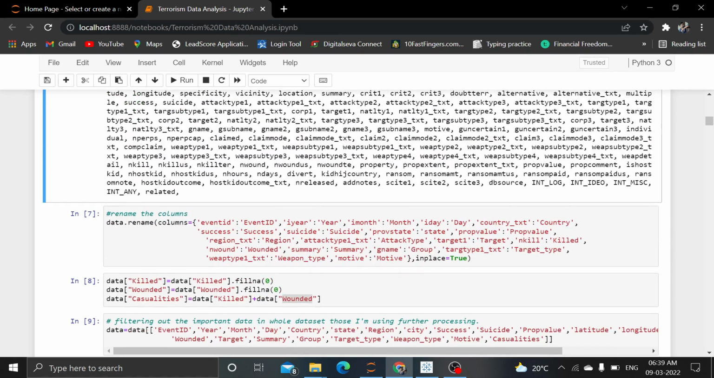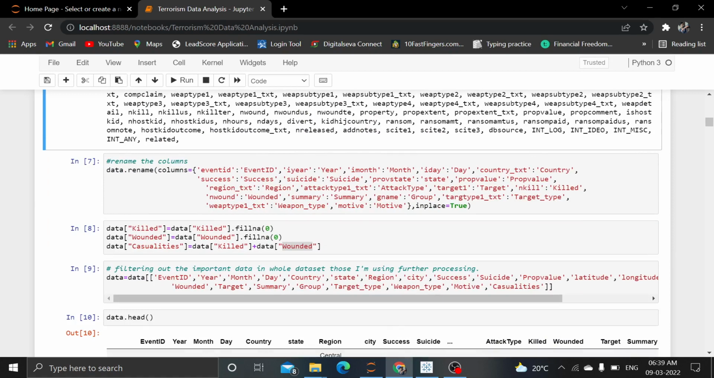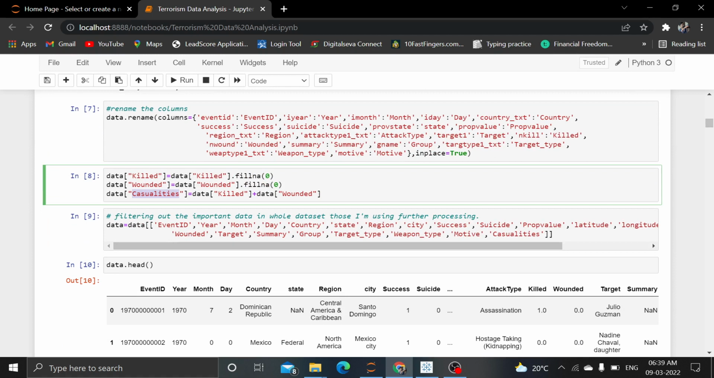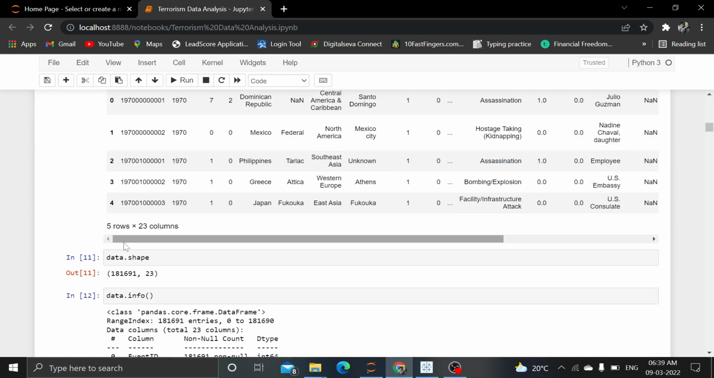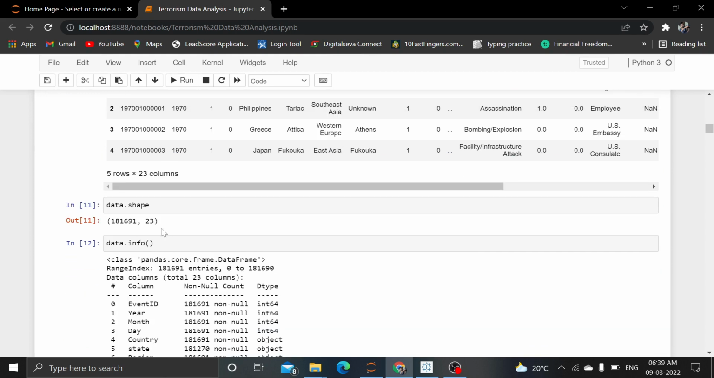After that, rename the columns, not all columns, just the important columns. And after that, I created one new column, casualty, on the basis of the value of the killed feature and the wound feature. After that, filtering out the important data in the dataset which I am using for further processing. Here, data.shape looks like 23 columns.